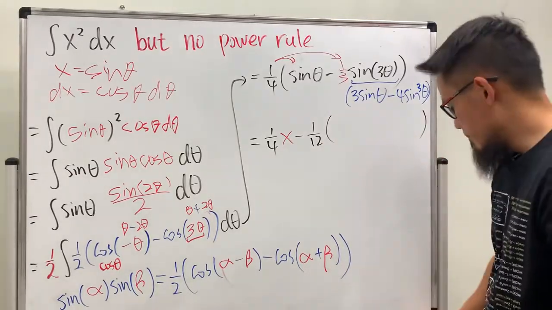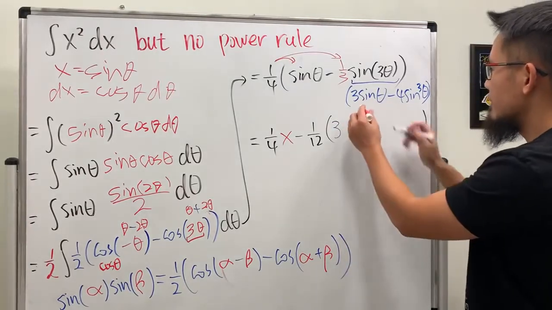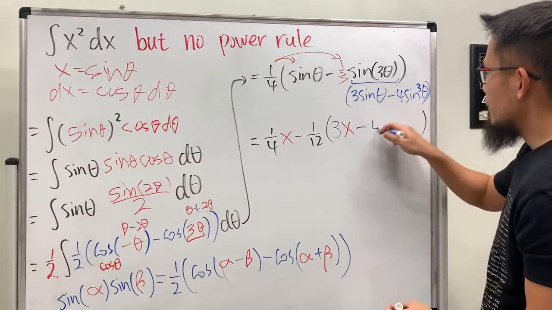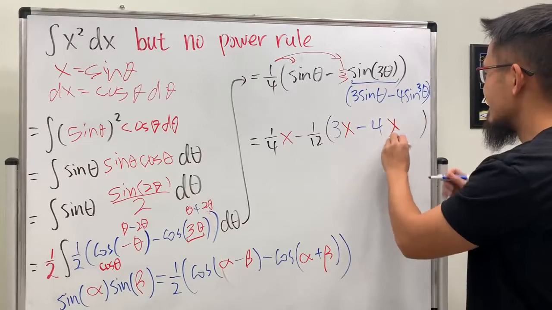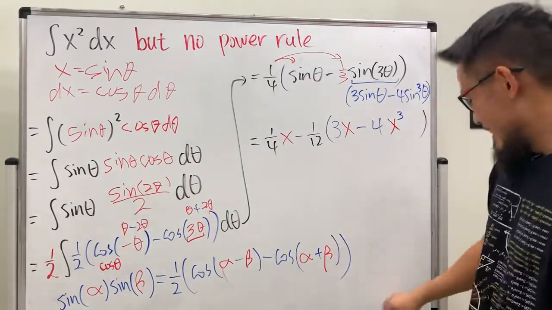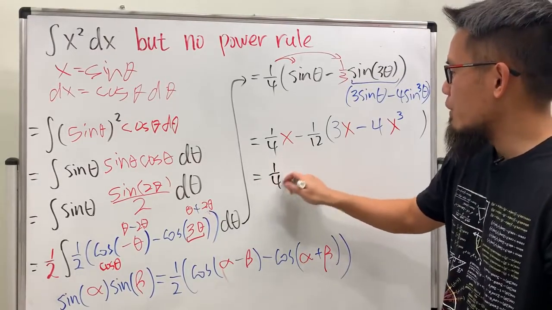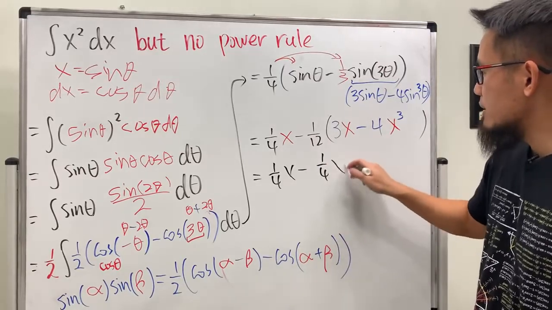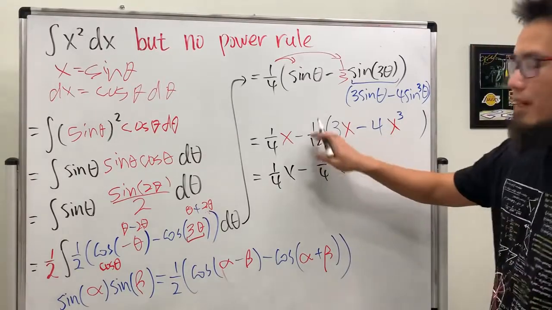Here we have 3. Perhaps I will continue with blue. Here we have 3, and then the sine theta is x. And then minus, here we have 4, and then sine theta is x, and then to the 3rd power. So we have x to the 3rd power. See? We didn't use the power rule at all. And now, yes, you'll see this right here is 1/4 x. And then this right here is reduced. You also get 1/4 x. And don't forget negative times negative. You get a positive like this.